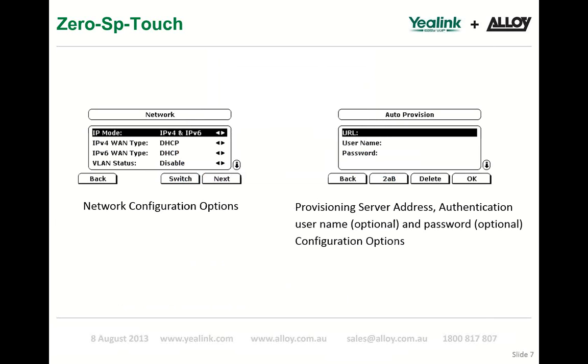As you can see on the screen at the moment, on the left-hand side, the first thing you do when the phone boots is either set a static IP address or leave the IP address to be obtained dynamically from a DHCP server. We can then enter the URL of the provisioning server and a username and password if required. Once these details have been entered, the phone goes off, looks for the provisioning server that's been entered, looks for its configuration files, downloads them, and configures the phone.